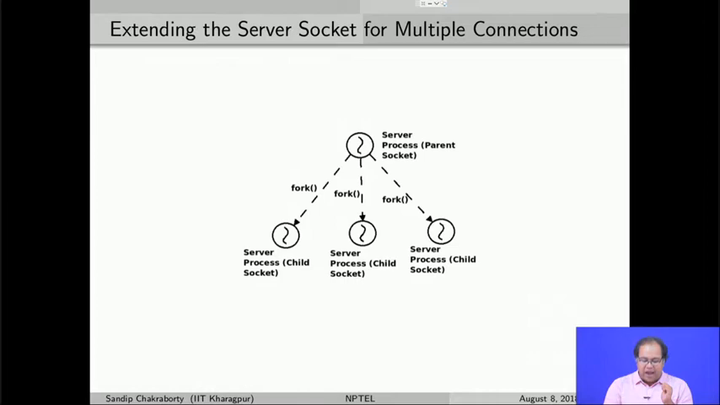So, the idea is something like this: you have a server process which has the parent socket, then you can make a fork system call. In an operating system, this fork system call creates a child process. So, once you are accepting a connection, you can make this fork system call to create a child process which will actually handle the data transmission and data reception for that particular child connection.